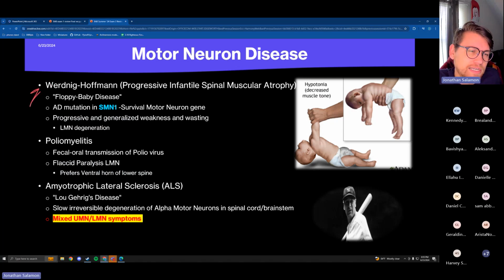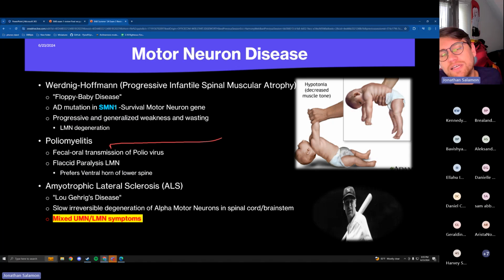Werdnig-Hoffmann, this is floppy baby disease. Know the gene, survival motor neuron gene. If you don't have the gene that makes your motor neurons survive, they die. It's a lower motor neuron injury, hypotonia.